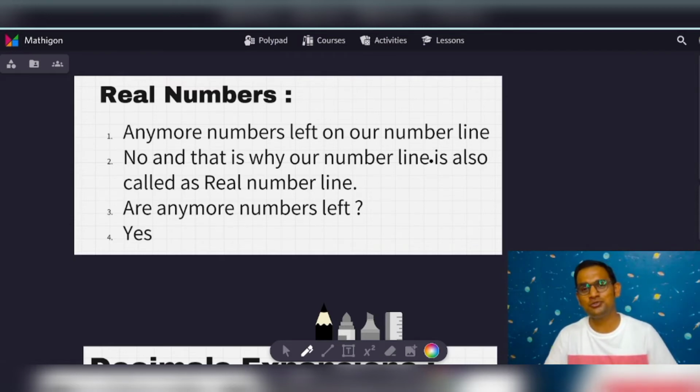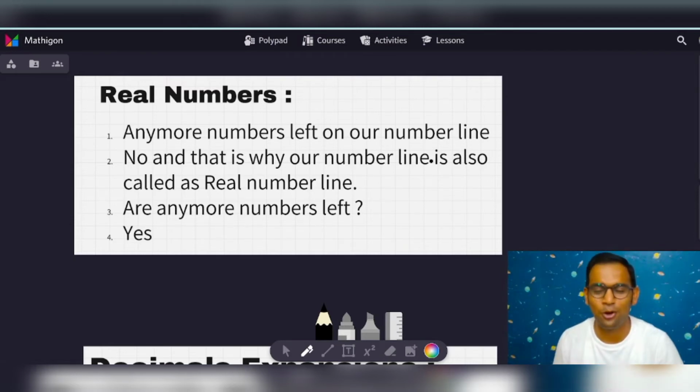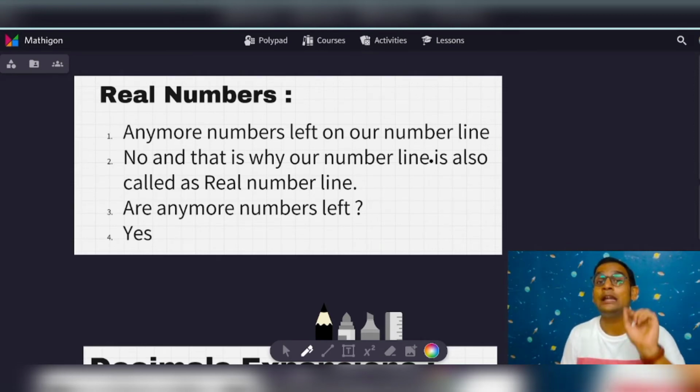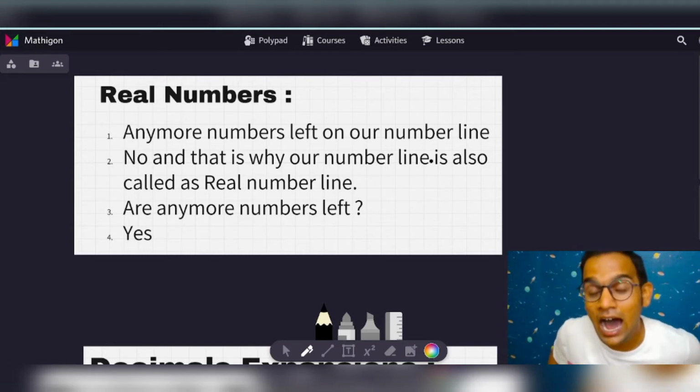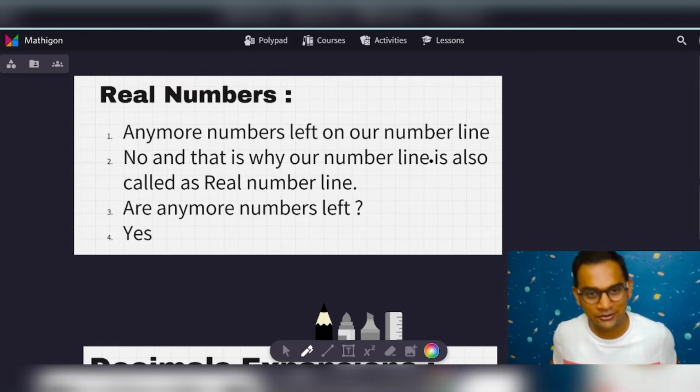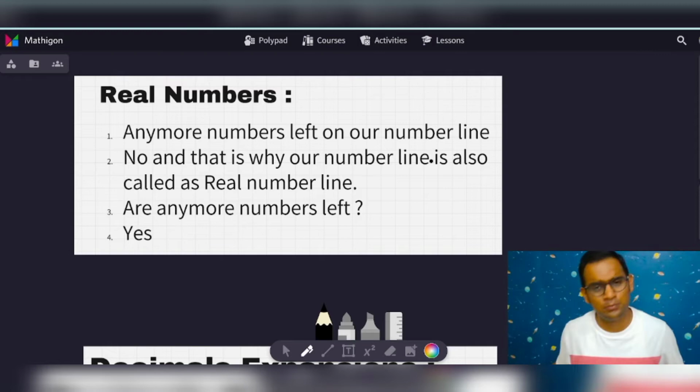Now, my question to you all is for you to think. The answer is already given, but you must think: are there any more numbers left? I'm not talking about the number line. I'm asking, are there any more numbers left? The answer is yes, but we are not focusing on that right now. We'll study that in class 11. Those are called complex numbers. And when you go to BSc and explore mathematics more and more, you will get many more varieties of numbers.